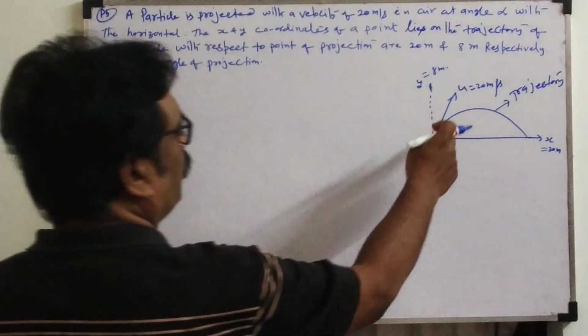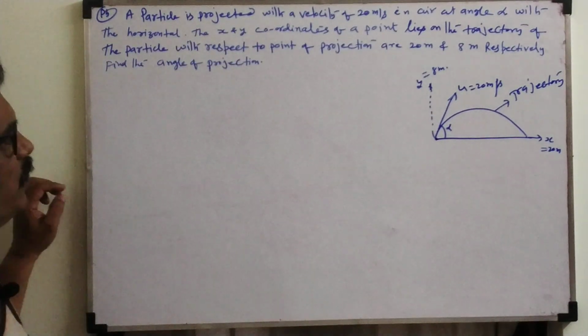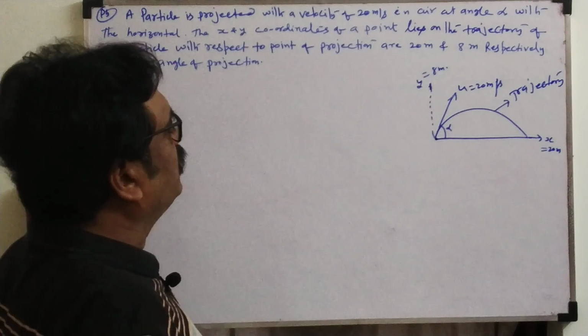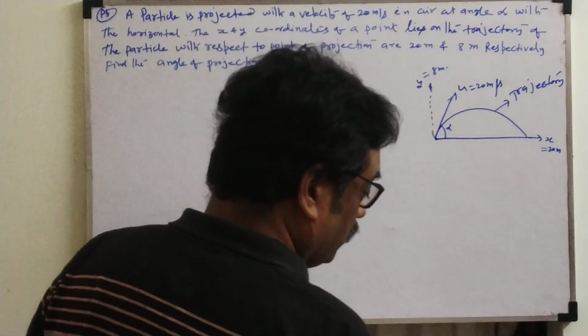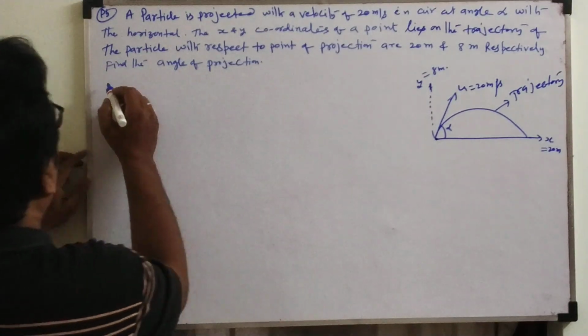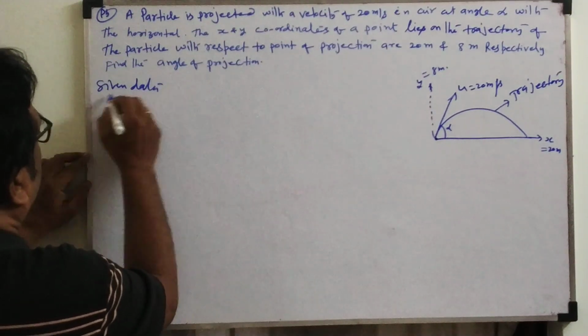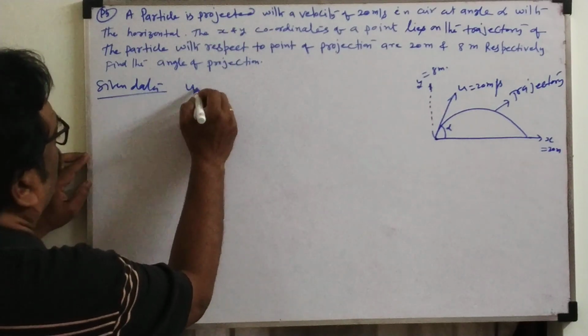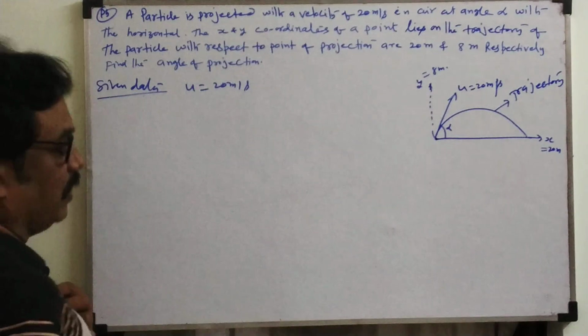They are asking what is the angle of projection. So we can find this by the projectile equation, or trajectory equation. We can find the solution using the trajectory equation. So what is given here? Given data: velocity is given 20 meter per second.